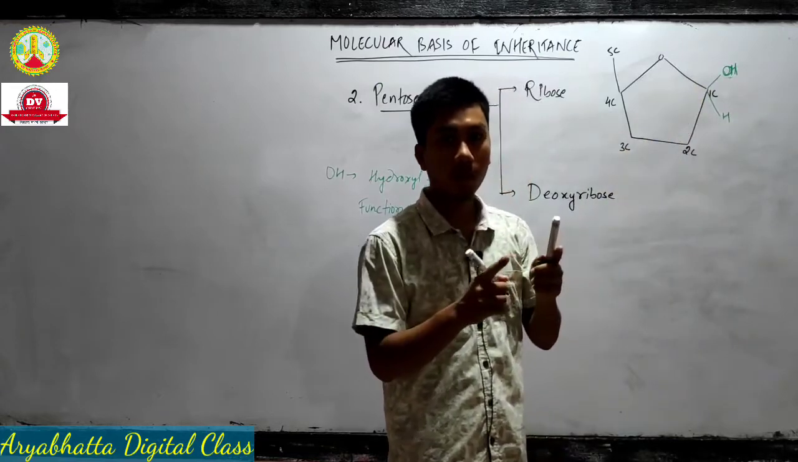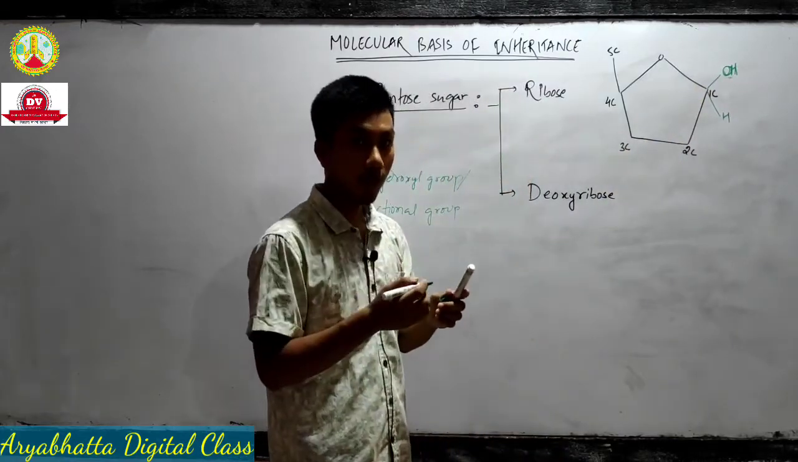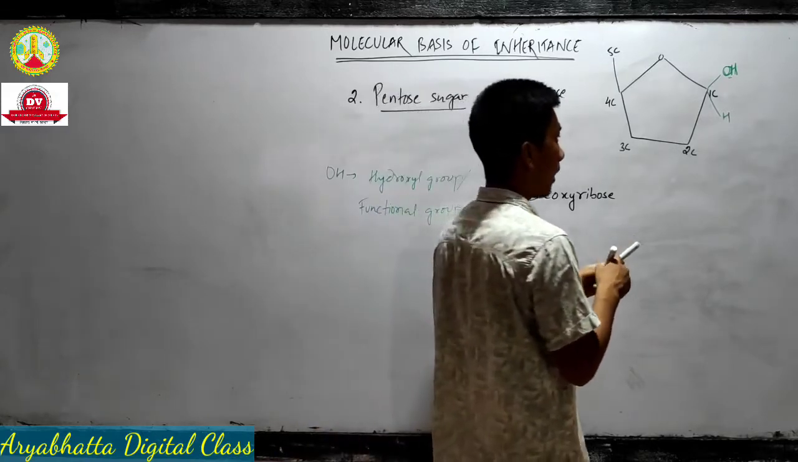The bond that is formed is called a glycosidic bond. ठीक है, ग्लाइकोसाइडिक बॉन्ड बोलते हैं हम लोग उसको.